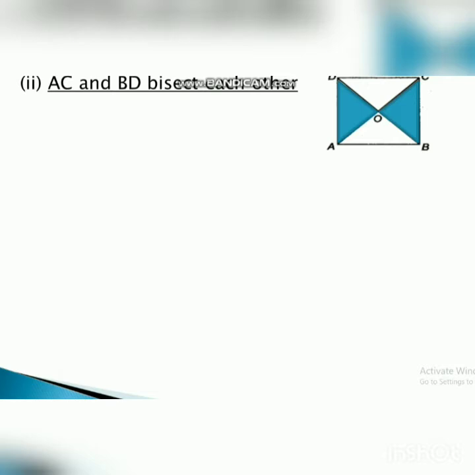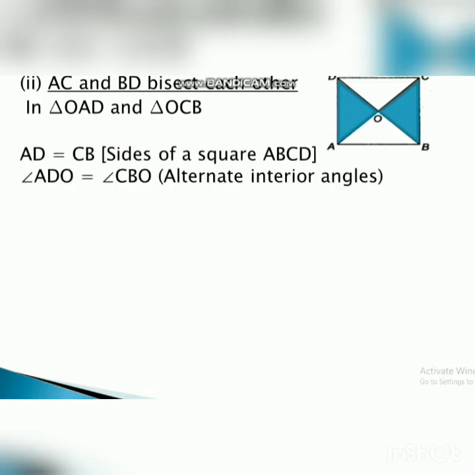Now look into its congruency. In both the triangles, AD is equal to CB because they are the sides of a square and all the sides of a square are equal. So AD is equal to CB. Next, we have to think about the parallel lines and the transversal. Since it is a square, AB and DC are parallel to each other and DB acts as the transversal for it. So its alternate interior angles, that is angle ADO and angle CBO, are equal.